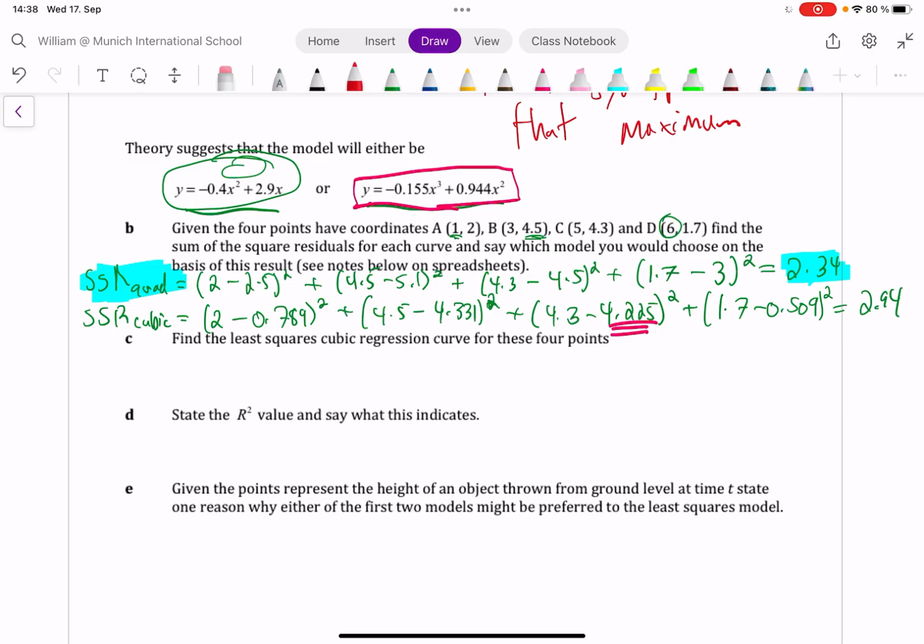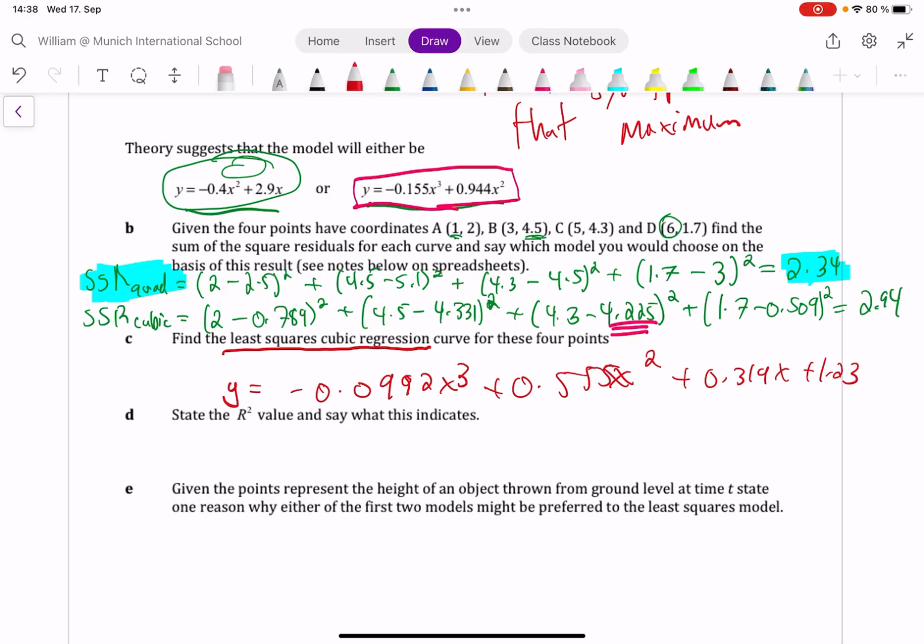So then it says find the least squares cubic regression, right? So this is in your stats2 variable. Enter your data, make sure you're on cubic. It's asking for the equation. So it would be y equals, if you put all that in there, 0.0992x cubed plus 0.555x squared plus 0.319x plus 1.23. Okay, so you get this long cubic function.